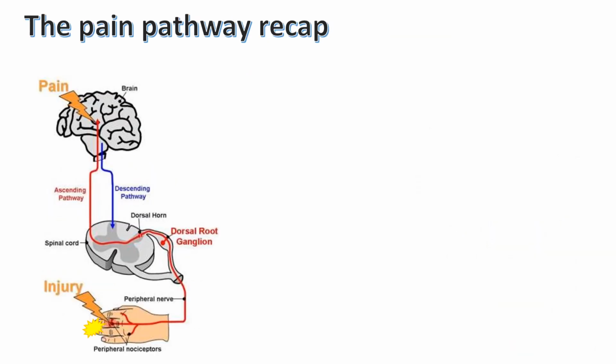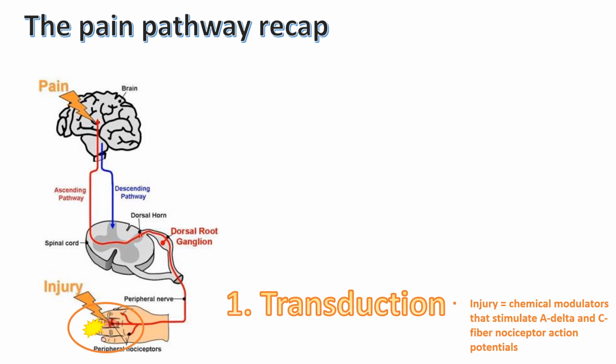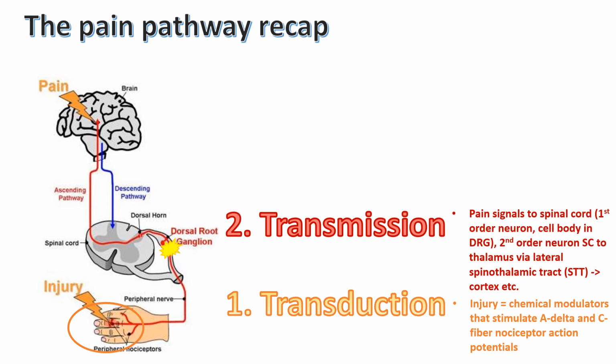So let's recap. Transduction is the first step in pain, and this is when an injury causes chemical modulators that stimulate A delta and C fibers and create action potentials that can be transmitted between neurons. The signal travels from this peripheral nociceptor to the spinal cord as a first-order neuron to second-order neuron synapse. And then this signal is carried from the spinal cord up to the thalamus by the lateral spinothalamic tract, and then further into the cortex.